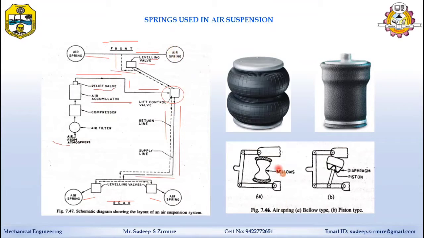So here air spring, you can see this spring, the first one is the bellows type air spring, and the second one is the piston type air spring. Both these springs' actual view you can see here. Okay, bellows type having the bellows, and this is the piston type. It is piston moving inside the cylinder here.